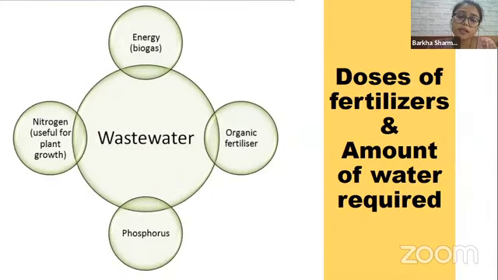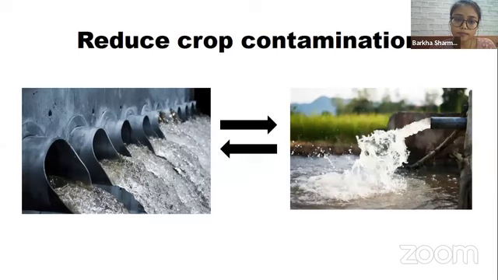Next one is, as we already discussed, that wastewater is rich in nutrients. So the soil which will be irrigated by this wastewater will be enriched with nutrients. Hence, doses of fertilizer to be applied should be adjusted according to the nutrient content of the wastewater, amount of wastewater to be applied, and crop nutrient requirement. In this way, soil testing should be carried out on a regular basis.